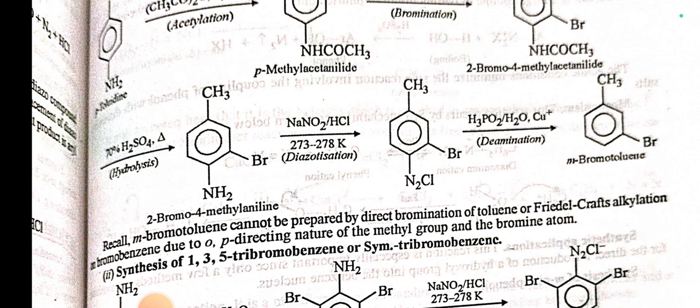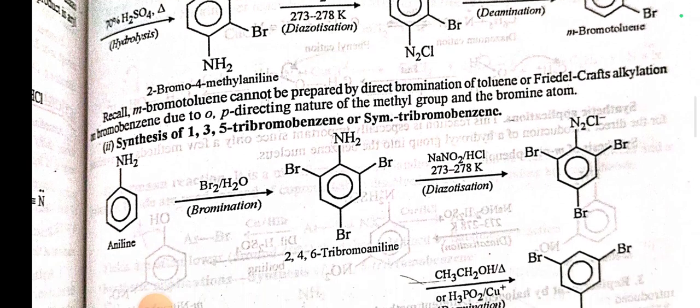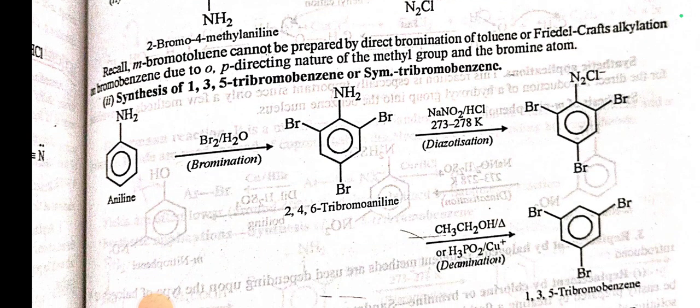Then reacted with 70% H2SO4, called hydrolysis, gives 2-bromo-4-methylaniline. Reacted with NaNO2 plus HCl at 273 to 278 Kelvin, diazotization and then deamination take place. The final product will be meta-bromotoluene. Recall, meta-bromotoluene cannot be prepared by direct bromination of toluene or Friedel-Crafts alkylation of bromobenzene because of the ortho-para-directing nature of the methyl group and the bromine atom.